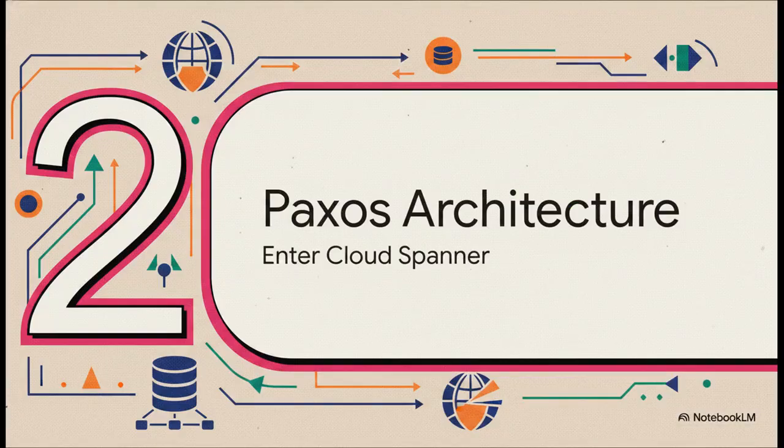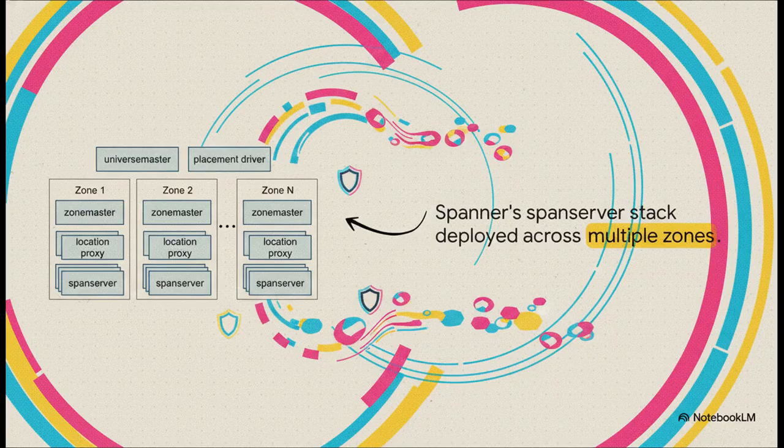Section 2. Enter Spanner and its Paxos architecture. So to fill that massive 2-year bottleneck of a void, Google built Spanner. Notice how the Spanserver stack is deployed across multiple zones. This isn't just your standard load balancing, we're talking unparalleled high availability here. If an entire zone completely goes dark, the database stays up and running without anyone lifting a finger.